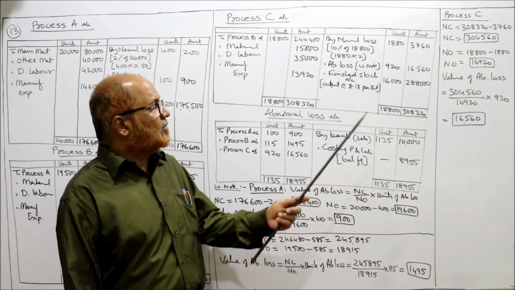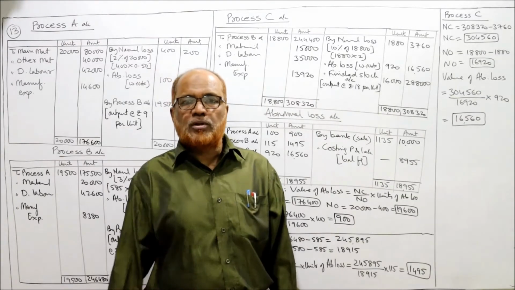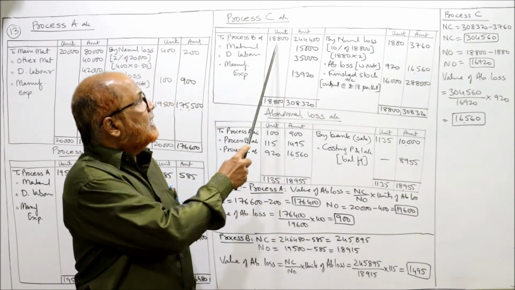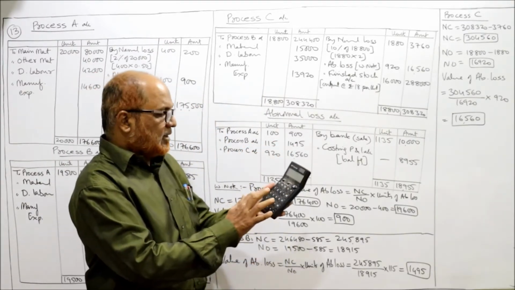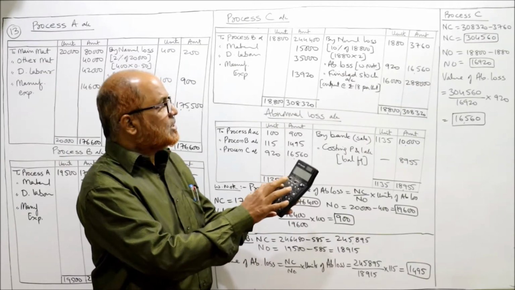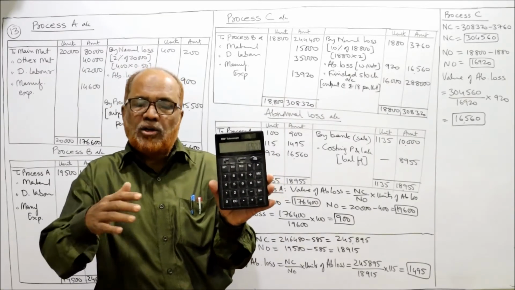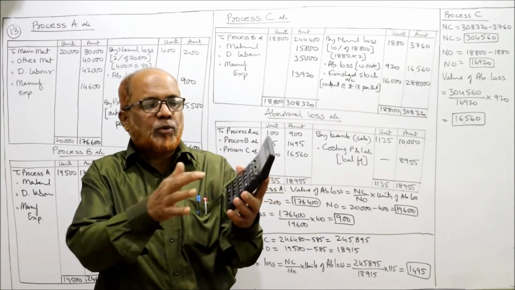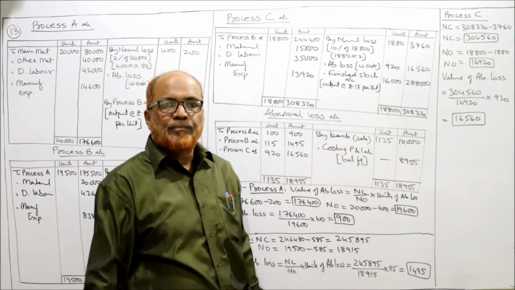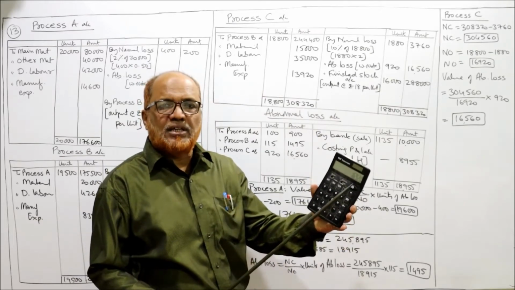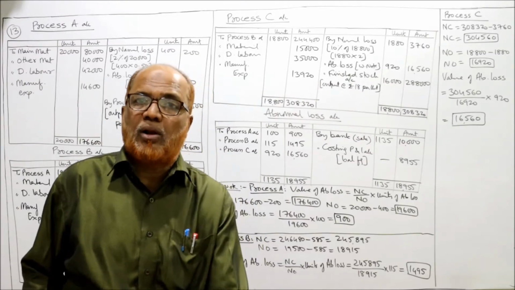Now actual output is given in the problem, 16,000. 16,000 is the actual output. How much will the normal output be? 18,800 minus 1,880. You should get 16,920. Normal output should be 16,920. But we are getting only 16,000. Instead of 16,920, the actual output is only 16,000. So 920 units is the abnormal loss.